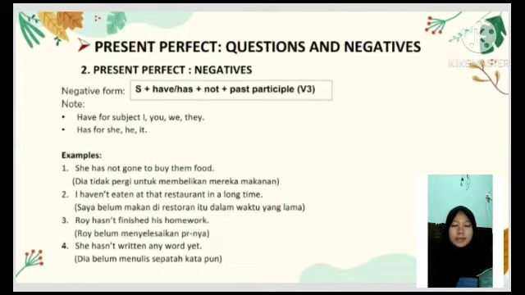And the second, I haven't eaten at that restaurant in a long time. Saya belum makan di restoran itu dalam waktu yang lama. And the form is subject plus have plus not plus verb 3 plus object. And the third, Roy hasn't finished his homework. Roy belum menyelesaikan PR-nya. And the form is subject plus has plus not plus verb 3 plus object.